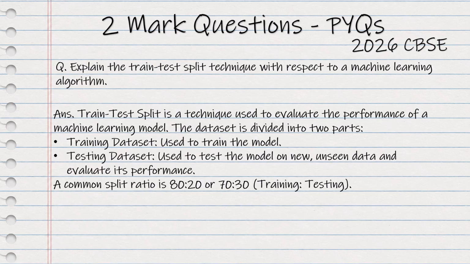2 marker question. Explain the train test split technique with respect to a machine learning algorithm. For this the answer is given. You can note down the answer and pause the video. Now train test split ये एक ऐसा टेक्निक होता है that is used to evaluate the performance of a machine learning model. Now this data set is divided into 2 parts. One is a training data set that is used to train the model. Another is a testing data set that is used to test the model on new unseen data and evaluate the performance. So a common split ratio can be 80-20 or 70-30, 80% training and 20% testing.